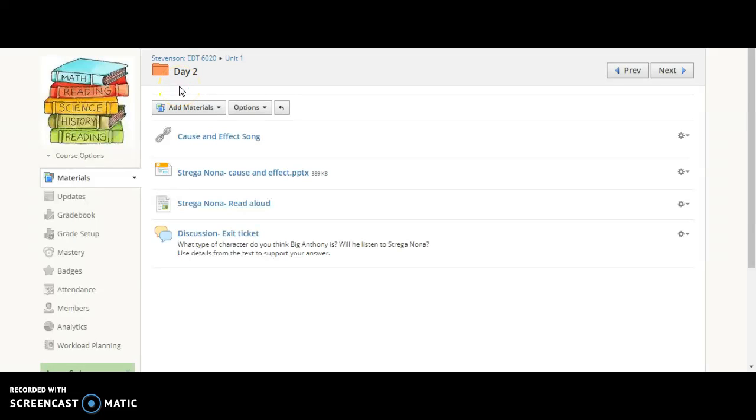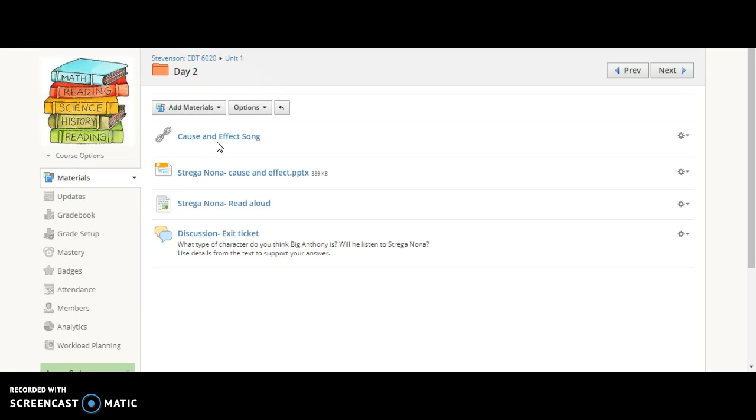Today we are going to focus on day 2 of our cause and effect unit. Yesterday, on day 1, we discussed the definition of cause and effect, and we went over several examples. To start off with day 2, you will see a link to a cause and effect song. If you click on this link, it will take you to a YouTube video with a song to help us remember everything that we talked about yesterday regarding cause and effect.